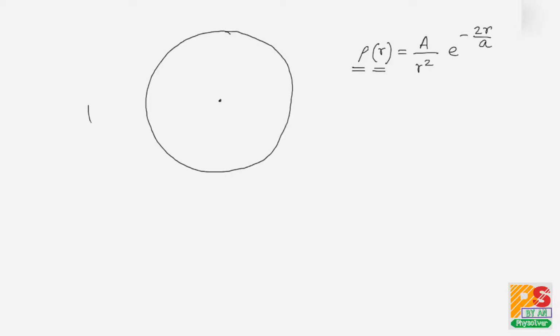Here small r is nothing but this distance, and the total radius of this sphere is capital R, and the total charge contained in it is capital Q.